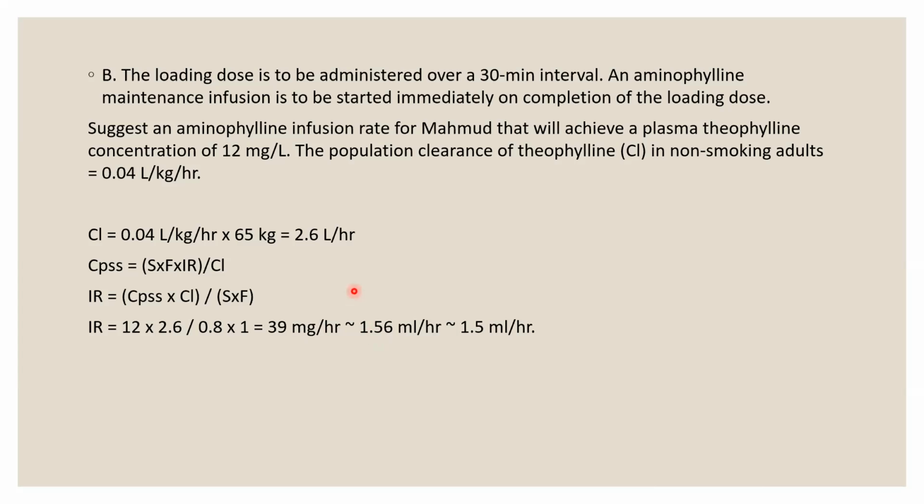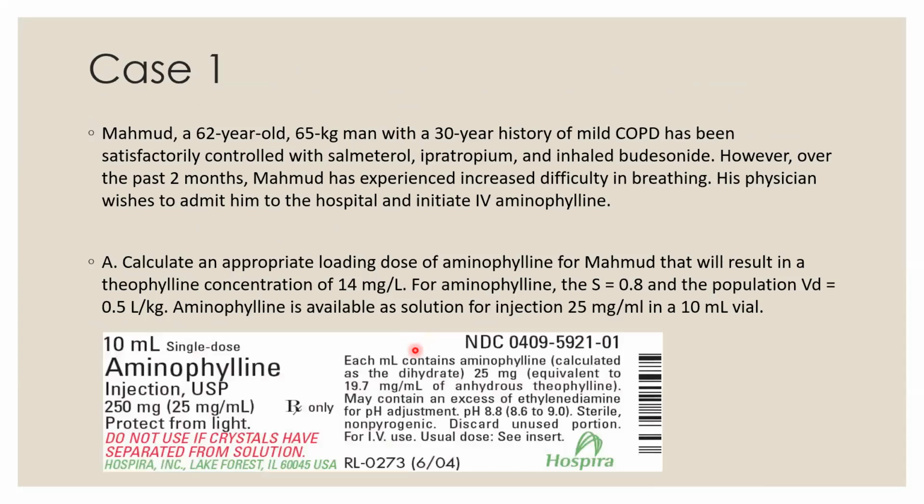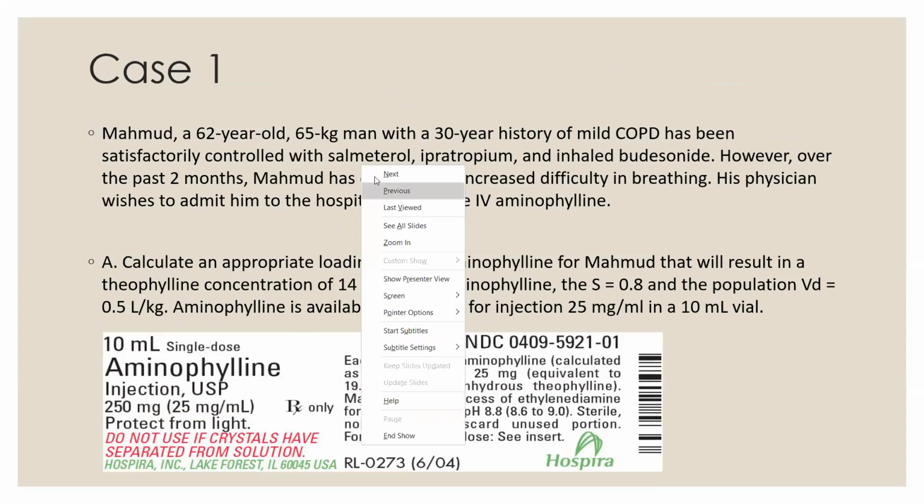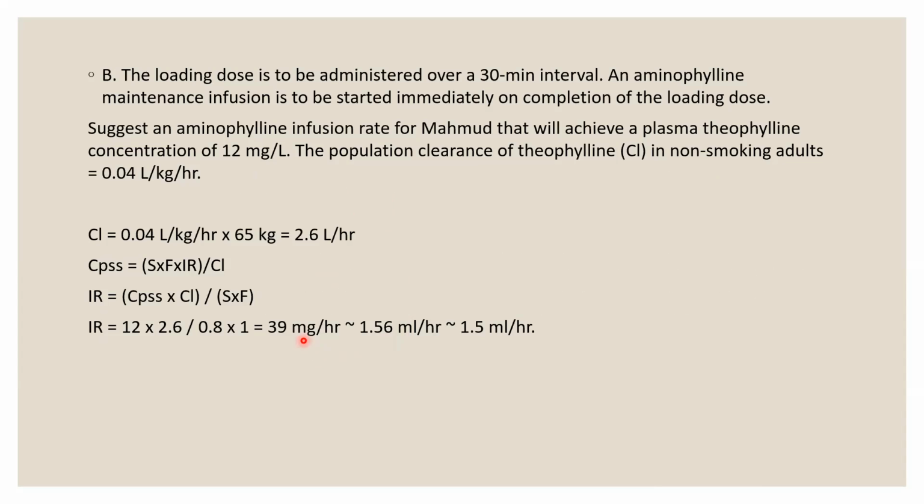This one is aminophylline, 25 milligram per ml. So we got 39 milligram, divide by 25, so 1.56 ml per hour, or we can take 1.5 ml per hour as well. So we just put this into the infusion pump, then it will pump out.